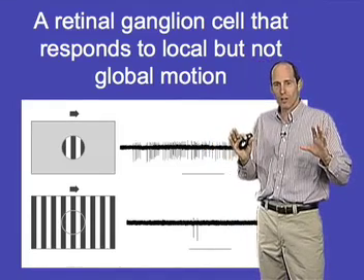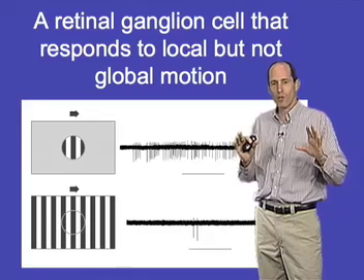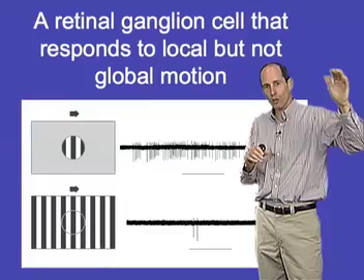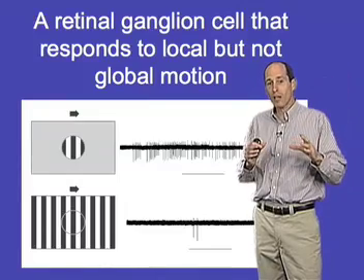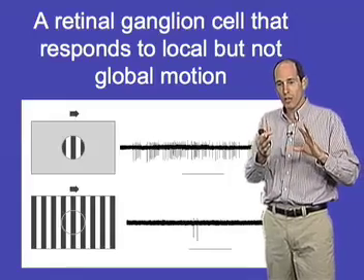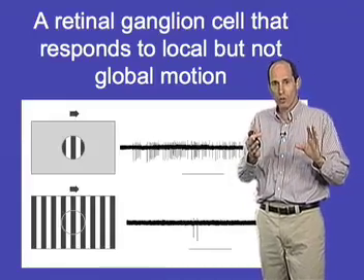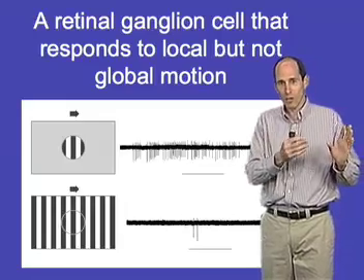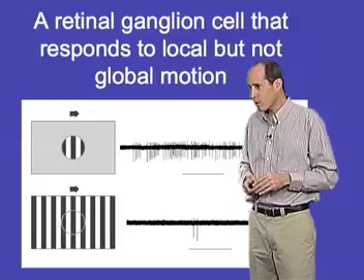This is perfect, because this is just the kind of cell that would tell a rabbit, for example, if a hawk were flying across the sky, but not if the rabbit had turned its eye a little bit and all the trees and bushes and everything else whose images are impinging on the retina had moved across the retinal surface. And of course, that's just what the rabbit wants to know.